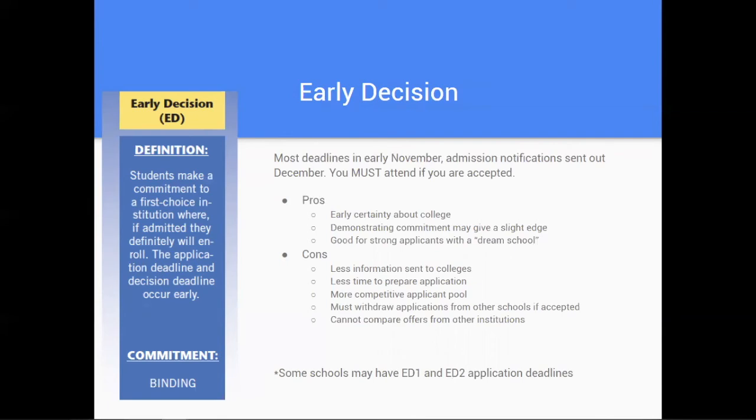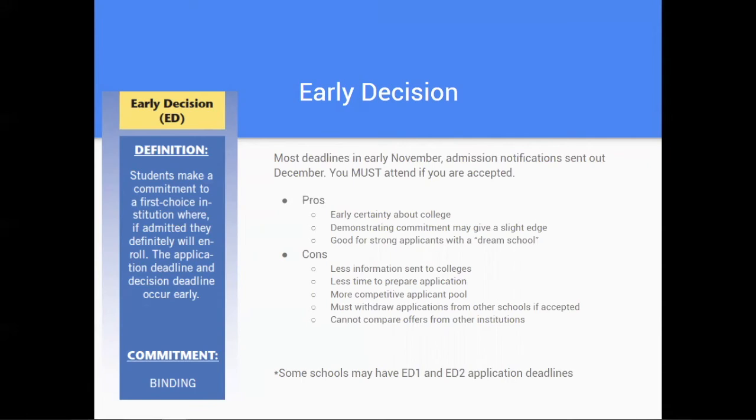So the pros are that there is definitely an early certainty about where the student is going to college, because once you apply early decision, and if you are accepted, you know where you're going. Another pro is that demonstrating that commitment may give students a slight edge in the admissions decision, because it is showing the college or university that that is where the student has decided and committed that that is the first choice school for them, and they know that they will be attending. And it's really a good choice for a strong applicant who has that one dream school that they really know that they would be happy attending and want to attend.